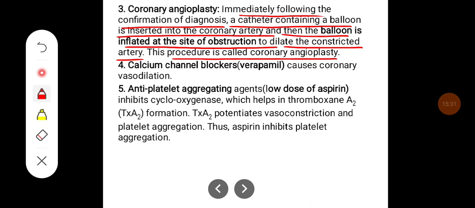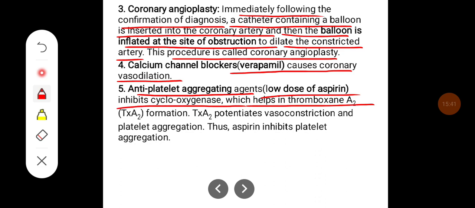Calcium channel blockers like verapamil cause coronary vasodilatation, and antiplatelet aggregating agents, that is low dose of aspirin, inhibit cyclooxygenase, which helps in the thromboxane A2 formation. Thromboxane A2 potentiates the vasoconstriction and platelet aggregation. Thus, aspirin inhibits platelet aggregation.